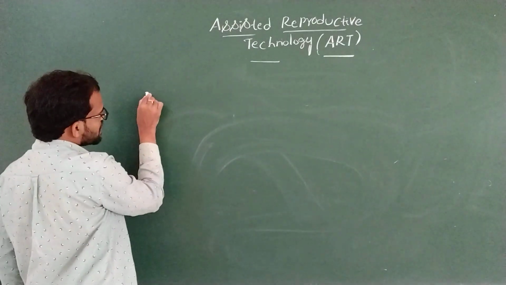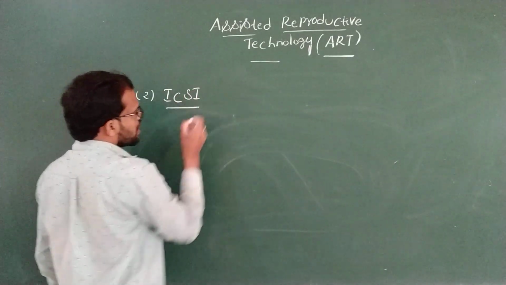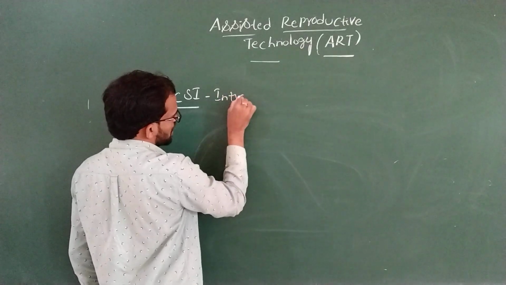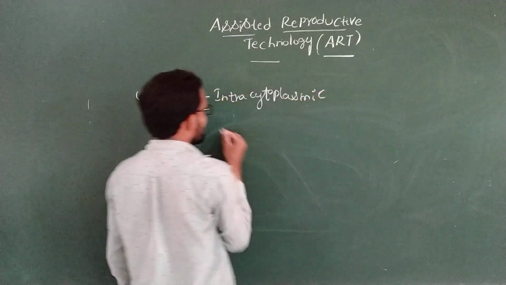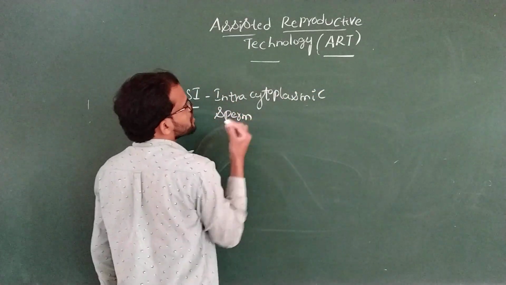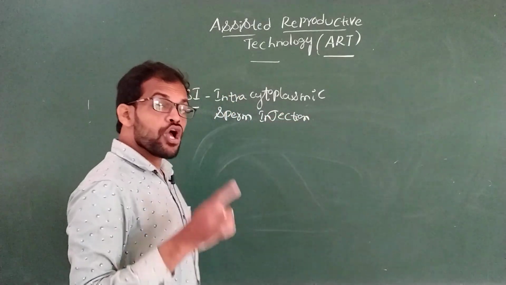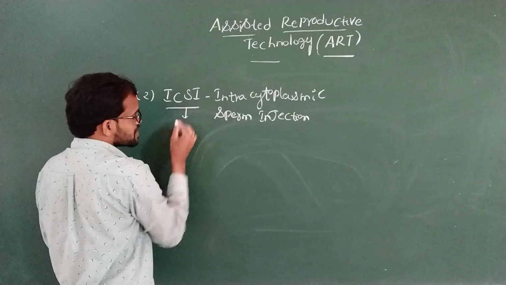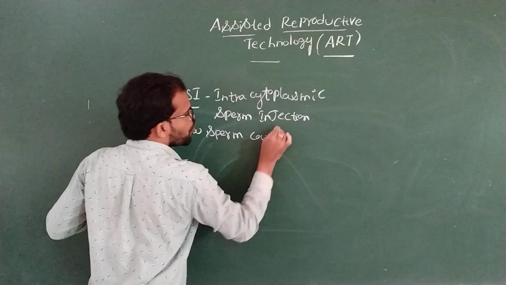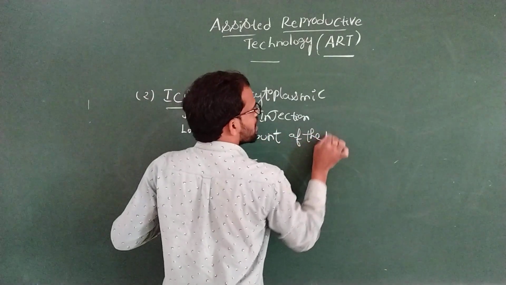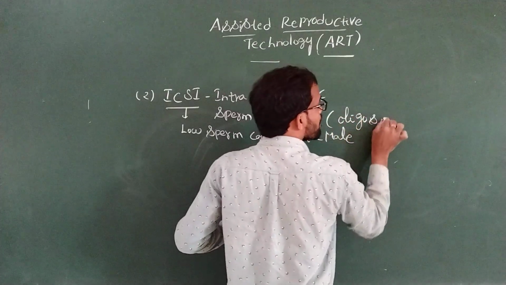See here, what is the second technique? It involves intracytoplasmic sperm injection. Here the problem is the low sperm count of the male. This condition is known as oligospermia.